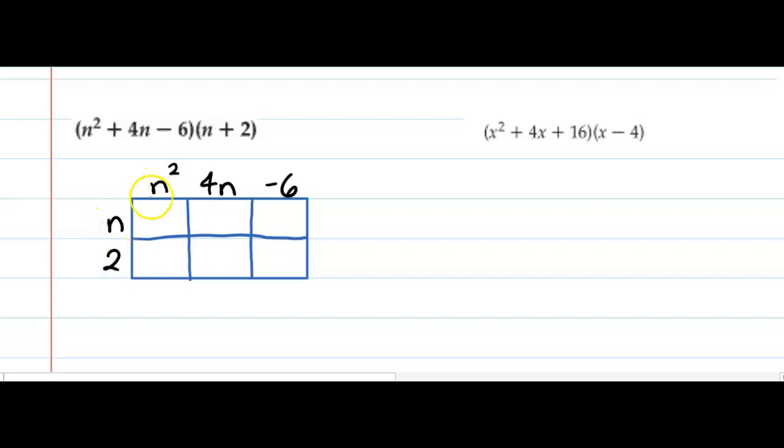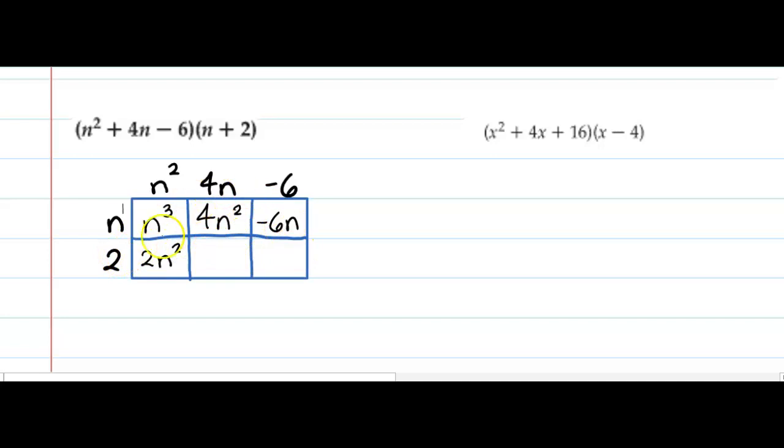And now we multiply and we apply those properties. N to the first times n squared, add those exponents, you get n cubed. N times 4n makes 4n squared. N times negative 6 gives us negative 6n. 2 times n squared is 2n squared.